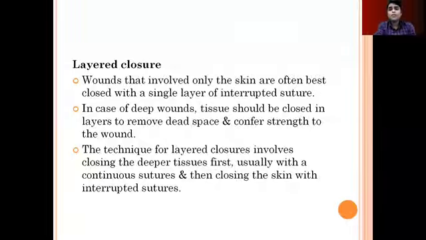Now coming to the layered closure. Wounds that involve only the skin are best closed with a single layer of interrupted suture. In case of deep wounds, tissue should be closed in layers to remove the dead space and confer strength to the wound. The technique for layered closure involves closing the deeper tissues first using continuous sutures and then closing the skin with interrupted sutures.